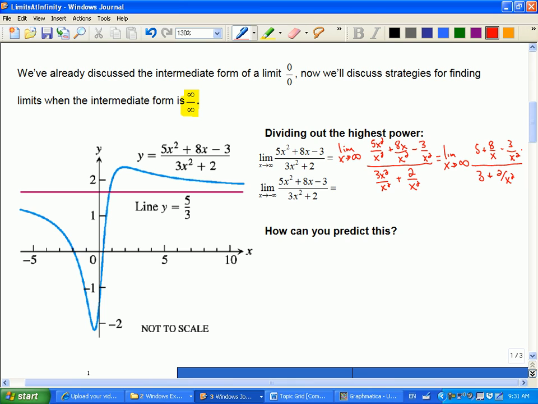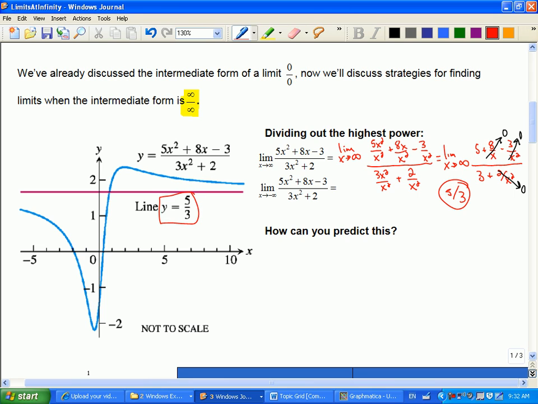Okay, so if it looks something like that, well, 5 and 3 are nice because they're just constants. What happens to 8 over x? Yeah, so it's going to be a 0 as x disappears. 3 over x squared is also going to disappear. And 2 divided by x squared is also going to disappear. So that just leaves me with 5 over 3. So that's one way I could try to algebraically change that limit and come up with an answer here, which is 5/3, which is what we tried to say we wanted to predict.